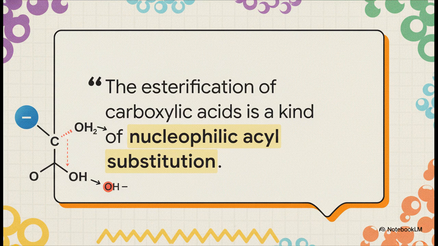Okay, before we get into the nitty-gritty of how this happens, let's tackle this term, nucleophilic acyl substitution. I know it's a mouthful, but it's not so bad once you break it down. A nucleophile is just a molecule that loves to find a positive charge. The acyl group is the main chunk of our carboxylic acid. And substitution, well, that's just a swap. So our nucleophile, the alcohol, is going to attack that acyl group and swap places with the OH group that's already there. Simple as that.